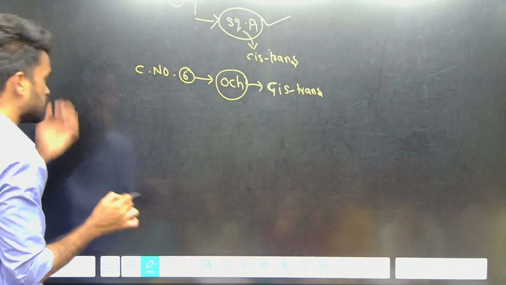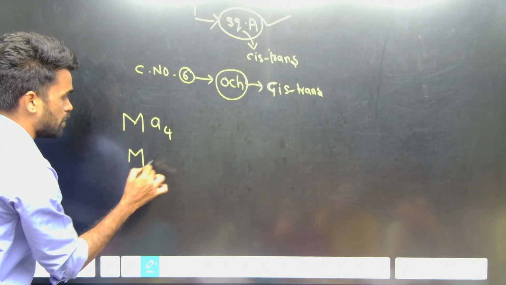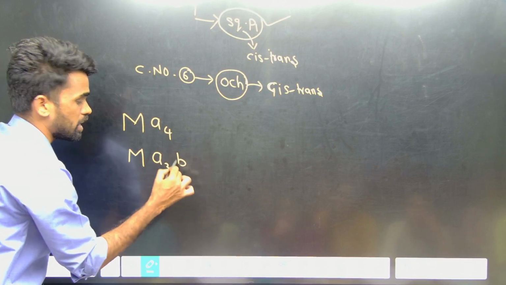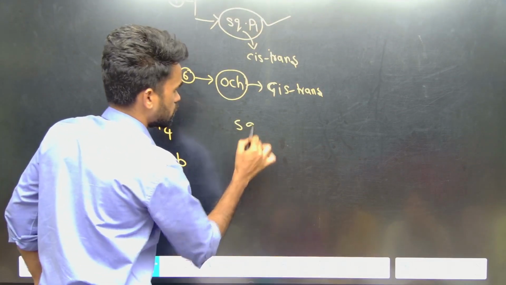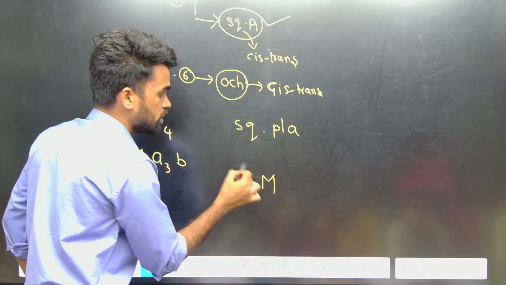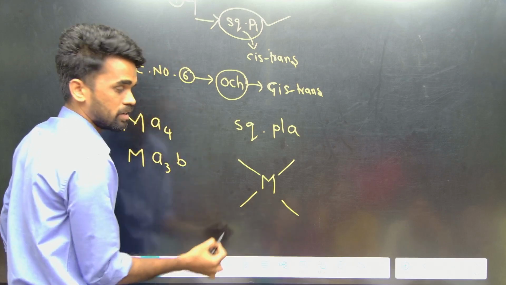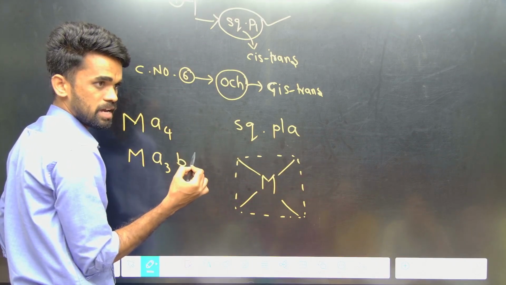The next one is, I am saying there is a metal with 4 ligands. If all 4 surrounding ligands are the same, can we say there is geometrical isomerism, which is cis and which is trans? No. Square planar means there will be a metal with a square geometry around it. At all these corners we are going to have ligands.